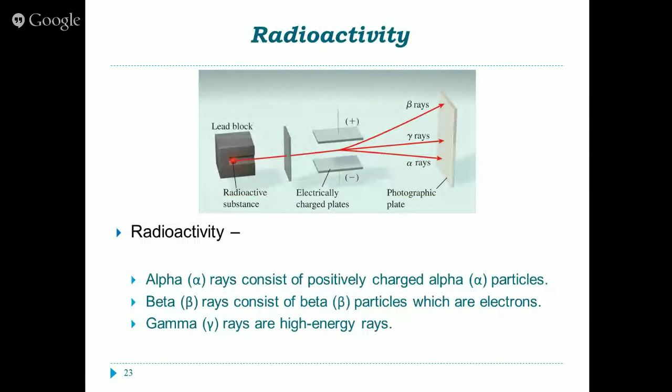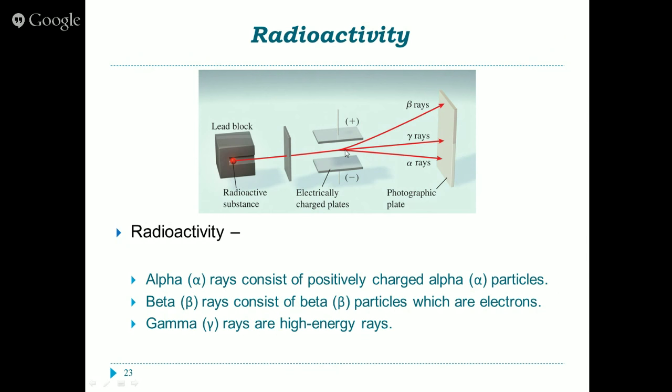Last bit of this chapter deals with radioactivity. So we're going to go back to Rutherford here, and he studied and discovered the different types of radioactivity. So we have a radioactive substance here, say plutonium. In this lead block, it's surrounded by lead to absorb some of that radioactive stuff coming off. Goes through a plate. Once again, we have an electrically charged field here, and different particles were deflected in different ways.